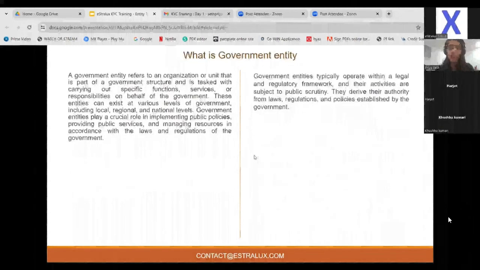Let's move ahead. What is a government entity? As the word government says, it should be owned by the government. It is a very similar meaning, like you have railways and such. So it is a government entity when it is wholly owned by the government.